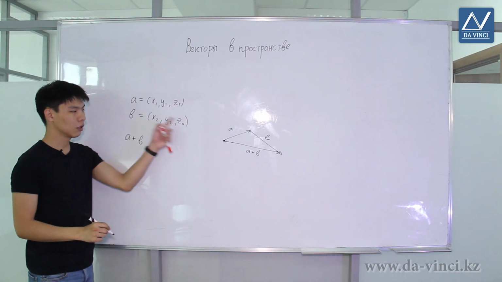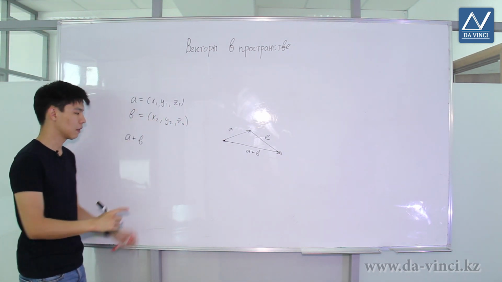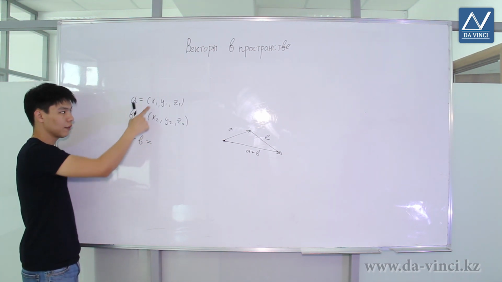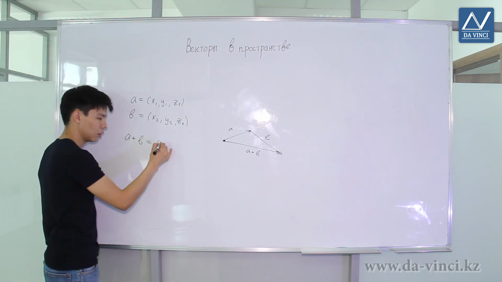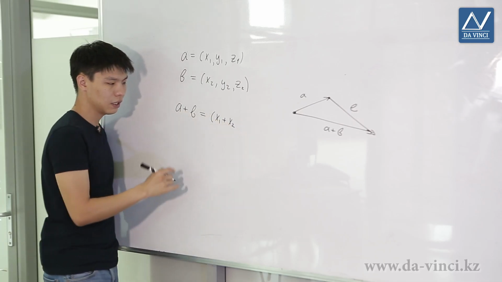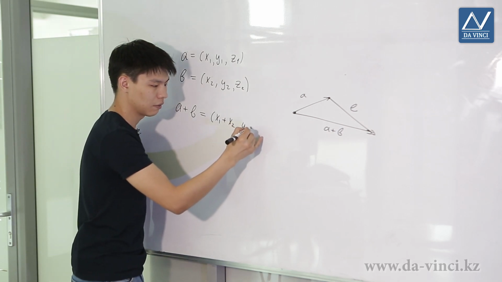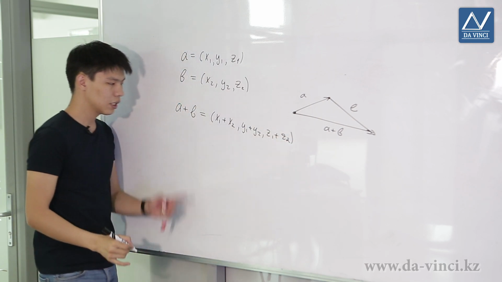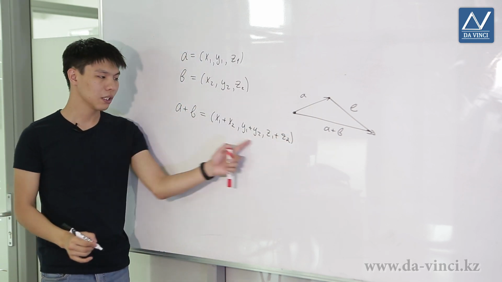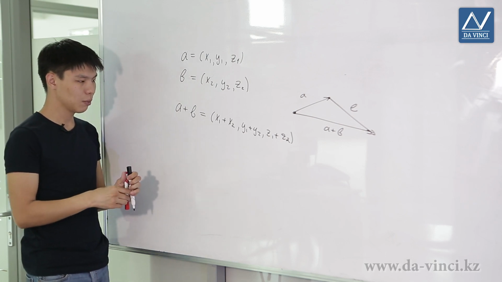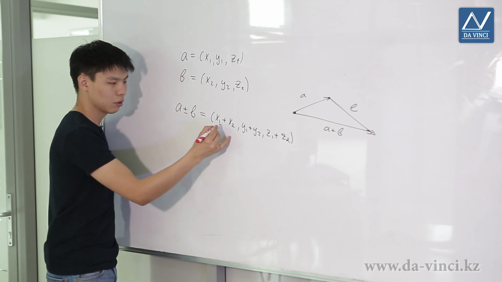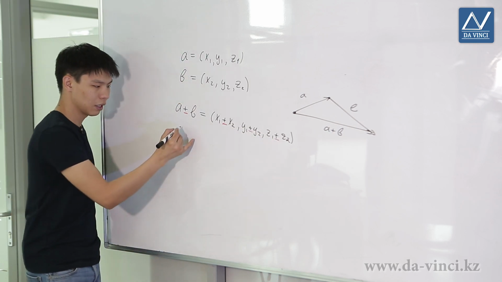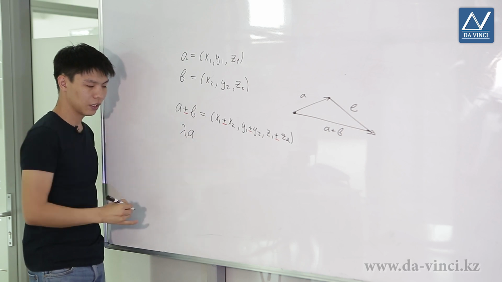A similar concept of the sum of vectors is also introduced in space. If we work with coordinates, then the coordinates of the sum of vectors will be equal to the sum of the corresponding coordinates. So x1 plus x2, y1 plus y2, z1 plus z2. That is, we get a new vector with these coordinates by adding two vectors. The same will happen if we subtract. If there is a minus here, then there will be a minus as well.